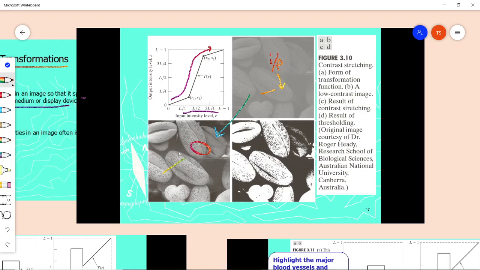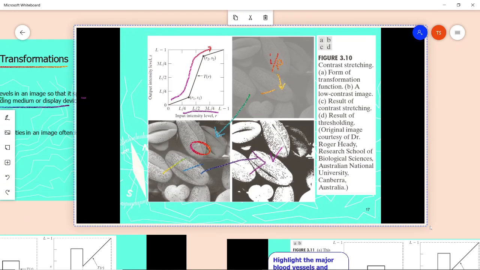Then we got this contrast stretched image. So from the original input low contrast image, this is the stretched image. And from this, if we apply thresholding, then after applying thresholding, the resultant image is this one. So this is the final image, which is the stretched and thresholded image.